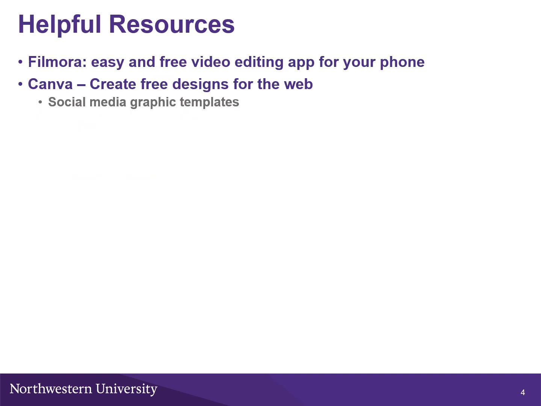Finally, a couple of quick tools that might be helpful for you in your campaign. One is Filmora, which is an app that is an easy and free video editing app for your phone. We've found student groups have success with that in the past for filming their videos. And finally, Canva. You might be familiar with it already, but it is a great resource for creating free designs on the web, especially as you are creating content for your social media posts. There are a lot of great templates already created on Canva for infographics, different kinds of posts, and they're already sized for the different platforms that exist. So it can be very helpful for you as you are trying to get your content built out.